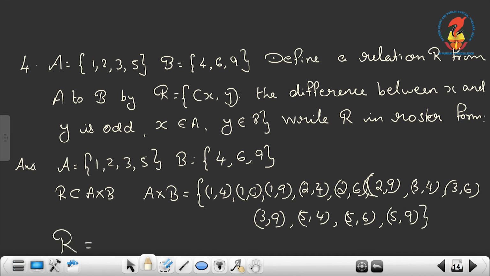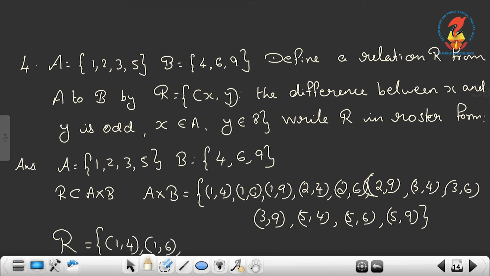So here what is R? R is the relation satisfying the relationship. What is the relationship? The difference between x and y is odd. It is not given y minus x is odd or x minus y, so you don't consider the sign, either positive or negative. Just find the difference, which should be odd. So (1,4), what is the difference? 4 minus 1 is 3, that is an odd number. So we can write in R (1,4), (1,6), difference is odd.